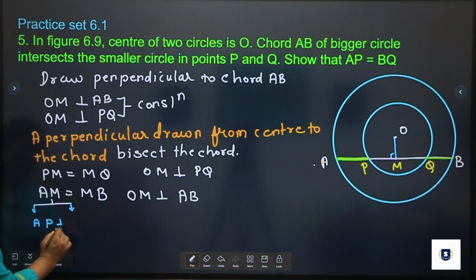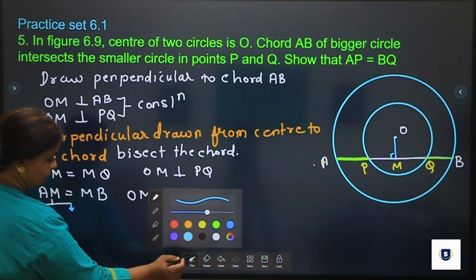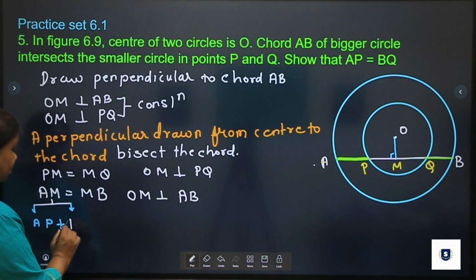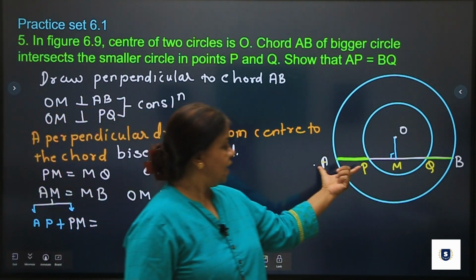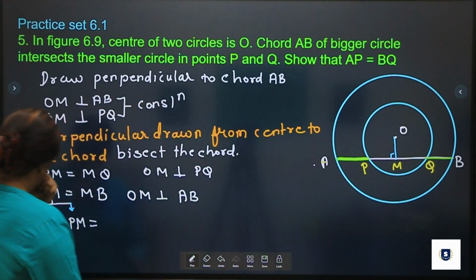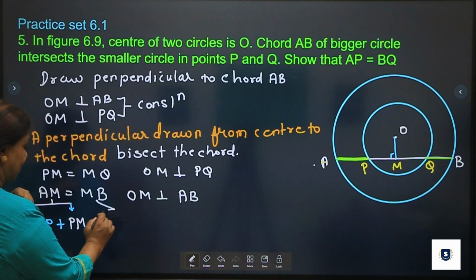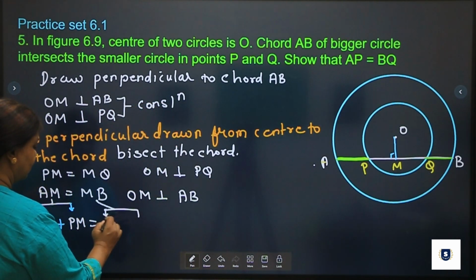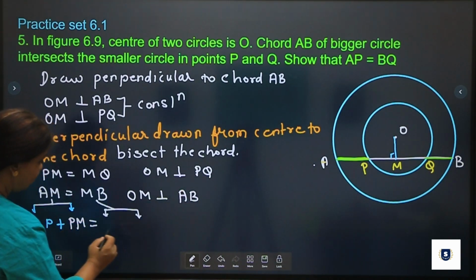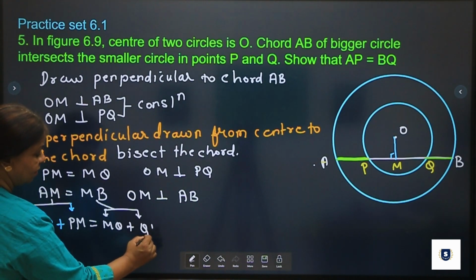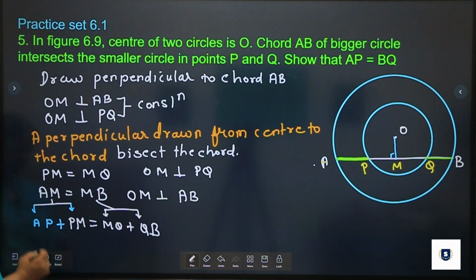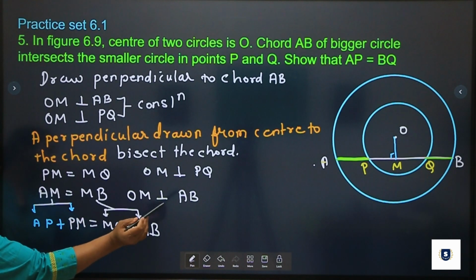AP plus PM is equal to C. AP plus PM. Now this one will also get bifurcated, na? MQ plus QB. Because AM is AP plus PM, MB is MQ plus QB.